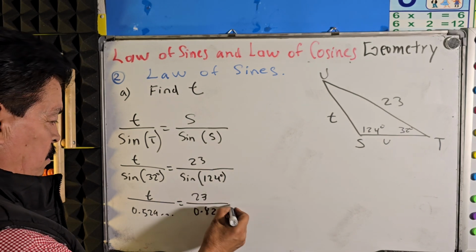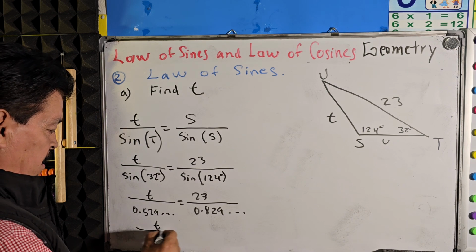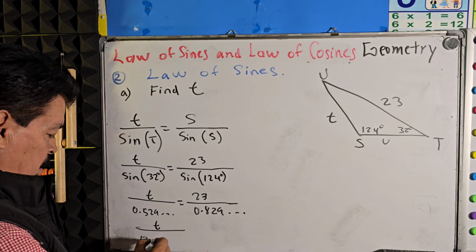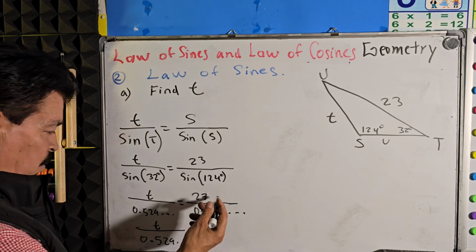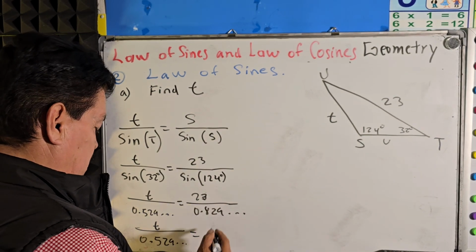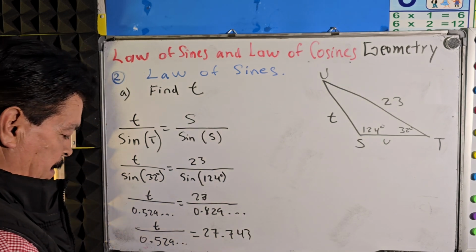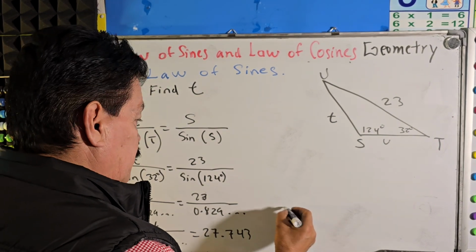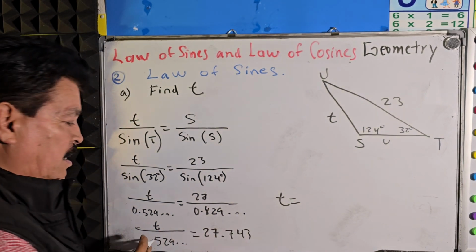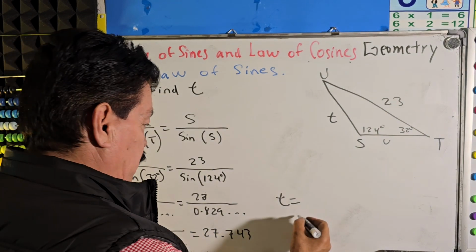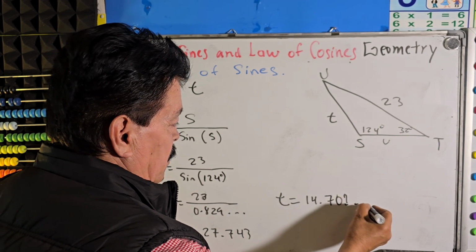So on. We don't know. So simplify. Here we will have t times 0.529 point equals, we have to solve this one. You divide this, we will have 27.743. So here t is equal to, this is division, so we have to multiply here. So the answer we have is 14.701 and so on.